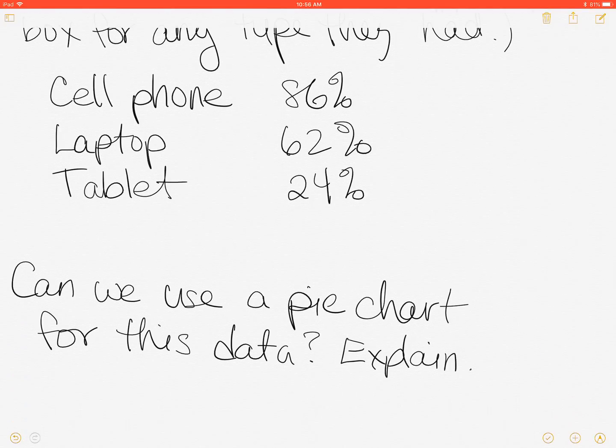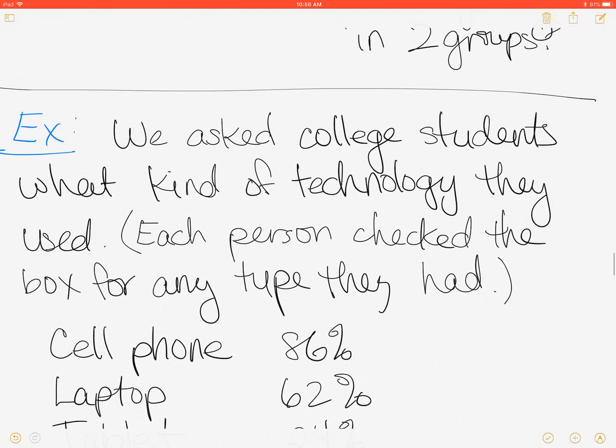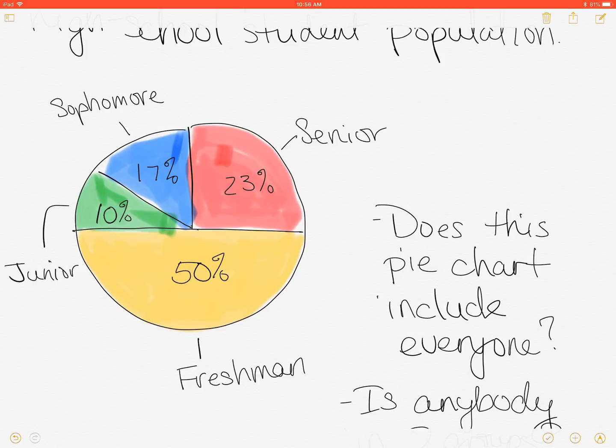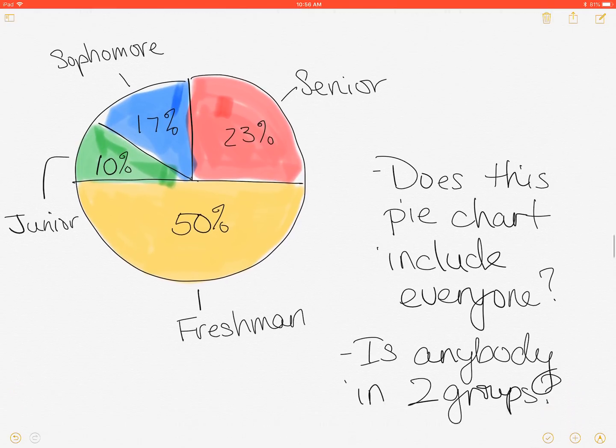Explain. Well, the first thing we notice, back in our previous example, I'm going to go back for just a sec, if we added up all the percents, 50% were freshmen, 23% were seniors, 17 sophomore, 10 juniors, 20, 30, 40, 50, 60, that is 100%.